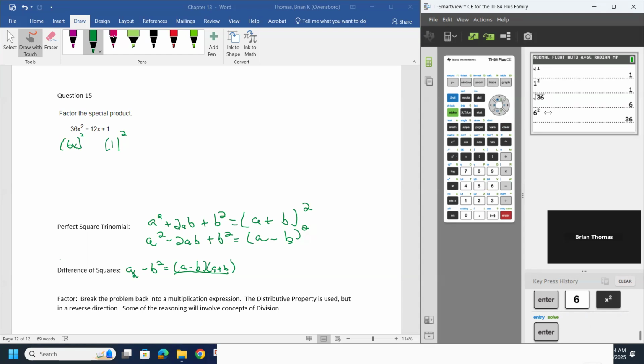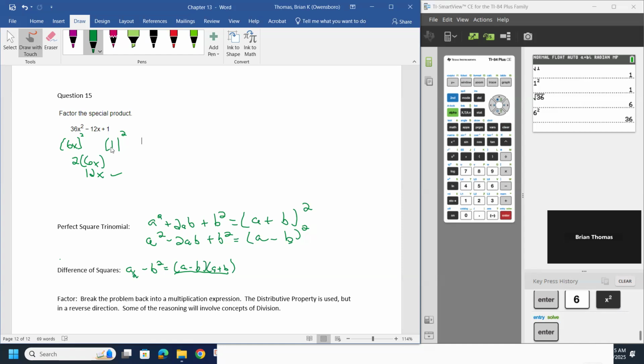So the 6x squared gives me the 36x squared, and 1 squared gives me the 1. Now the catch is you've got to multiply a times b and then multiply by 2. I'm going to go with this first one here. 6x times 1 seems to feel better for me. 6x times 1 is still 6x, but then you've got to multiply that by 2. So 2 times 6x gives me this 12x. Yes, it does check. So this tells me that it does factor.